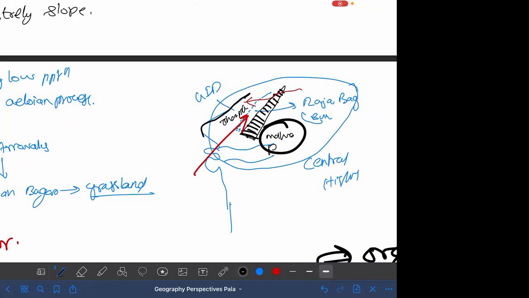Malwa Plateau was formed at the closing of the Mesozoic period, along with the formation of the Maharashtra Plateau, from the Reunion hotspot volcanism.